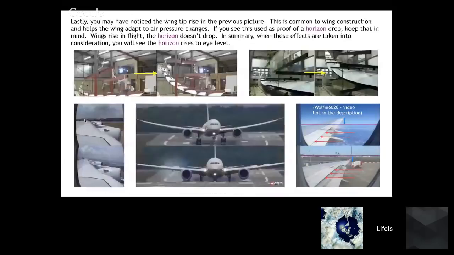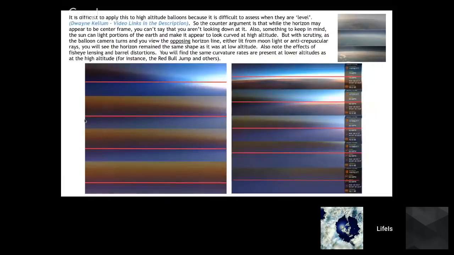Excellent. And then lastly, Dwayne Kellum has done great videos on high altitude balloons, and you can go back and forth with people on those forever about what you're actually seeing. But I noticed a cool effect with some of them where he has the sunrise occurring. When you look at it with a more critical eye, you start to notice that the sun does some really strange stuff to the ground, for what you think of as the ground.